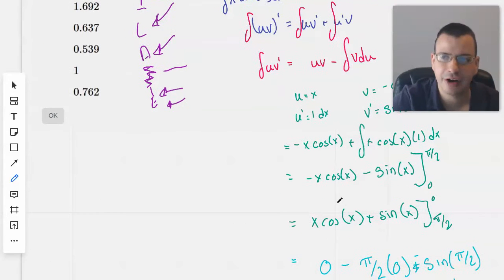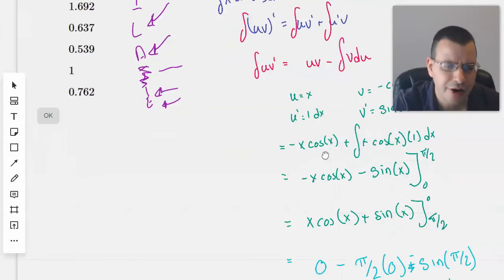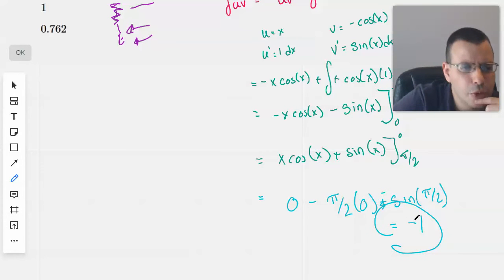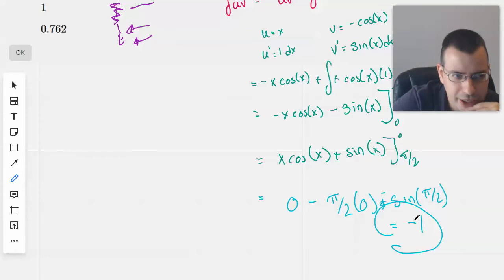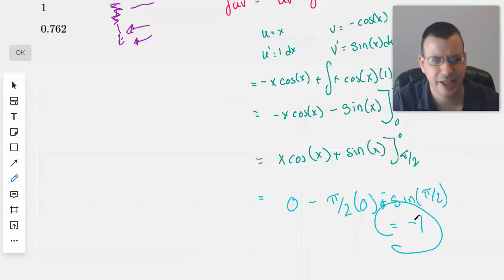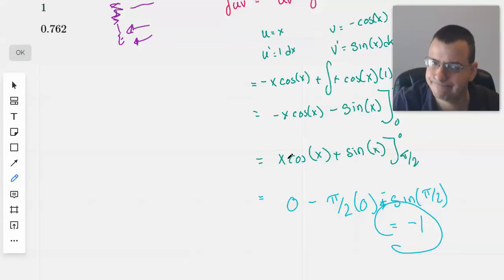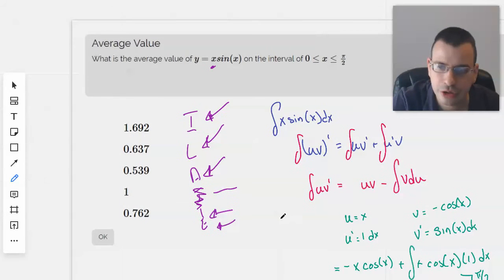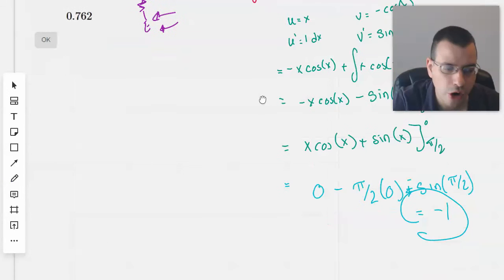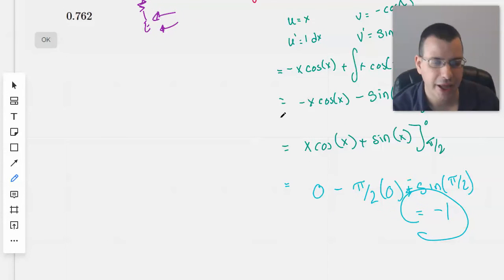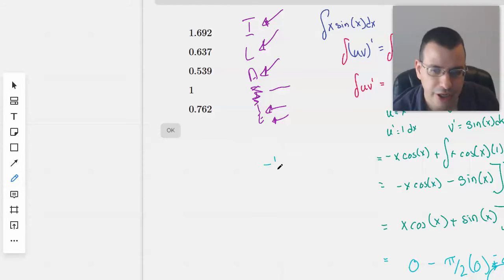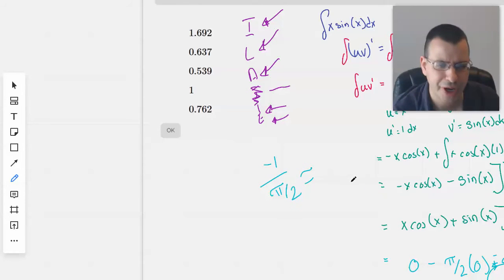I'm wondering if there was a sign error that we made, because I'm feeling kind of flaky about that negative 1 there. Okay. So then our answer would be negative 1 over pi over 2. Time to get out our calculator.